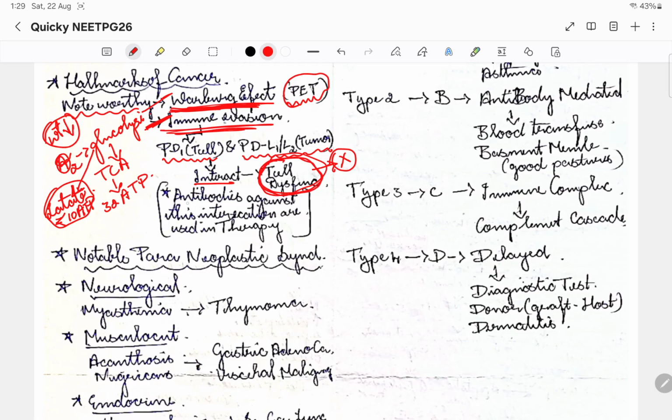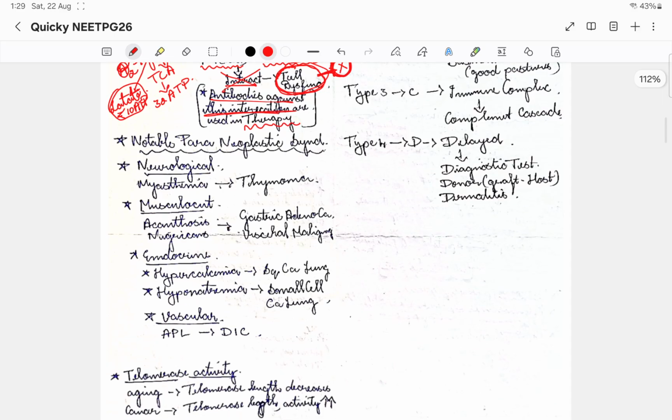Antibodies against this interaction are what we are using in immunotherapy. So in cancers we are using immunotherapy, right? This interaction is what we are trying to cancel out, so that the T cell remains functional and it destroys the tumor cells. Okay, so that is what I want you guys to note down.